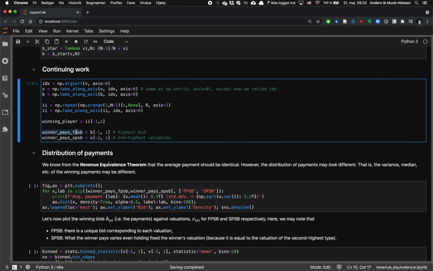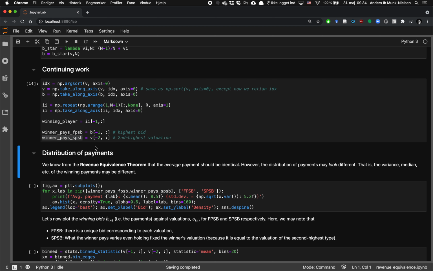Then we can take here, what does the winner pay in a first price sealed bid auction? Well, that's just the bid corresponding to whoever had the largest valuation, and that's what is in the final row of B. And we can ask, what does the winner pay in a second price sealed bid auction? Well, there the winner pays the bid of the second guy. The bids in a second price sealed bid auction are actually the valuations. So the bid of the second highest valuation type is going to be the value of the second highest type. So this is what the winner pays in a second price sealed bid.